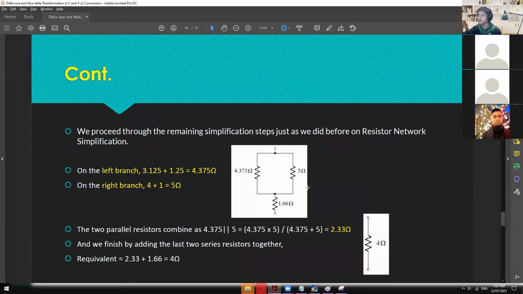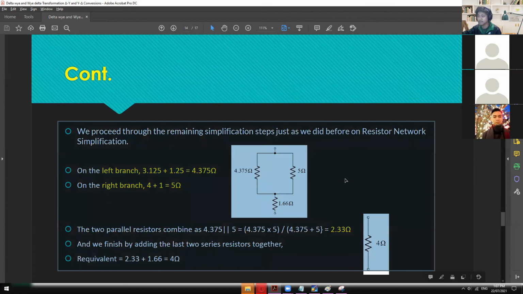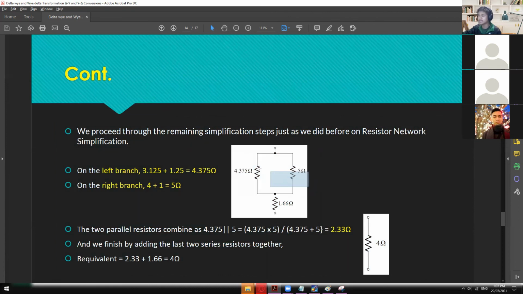Okay, and then after that, you can now say that they are really in parallel connection, since we now have separate nodes right here, and we don't have another node which will conflict, to say that some of them are in series connection. So in here we could say that this one is really in parallel. So 4.375 times 5 divided by 4.375 plus 5. Just apply the formula of a parallel connection, and then you will get 2.33. After combining them, of course, it is now in series connection with this 1.66 ohms. So 2.33 plus 1.66 is 3.99, or let's just say 4 ohms right here.